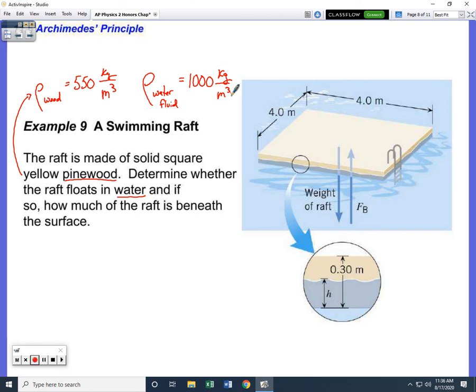So we're trying to determine a couple of things. If this raft floats, and then if it does, how much of it is actually in the water itself.